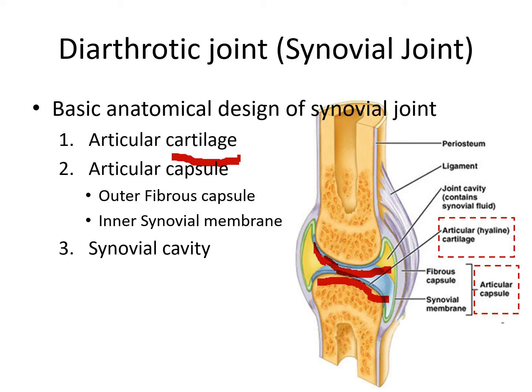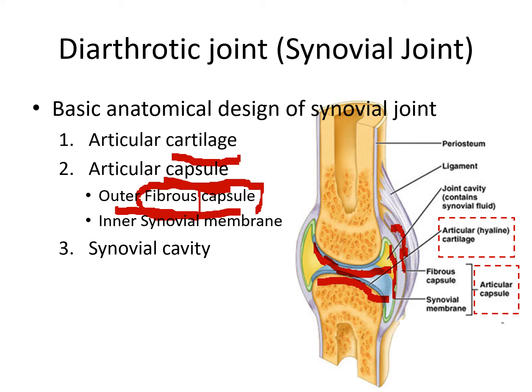The second component is called articular capsule, which is composed of the outer fibrous capsule and the inner synovial membrane. Here's a question I want to ask you: what is the outer fibrous capsule made out of? What tissue is it made out of? Hint, it's on the outside, which means it has to be very, very tough. And the answer is dense irregular CT. I hope you got it right.